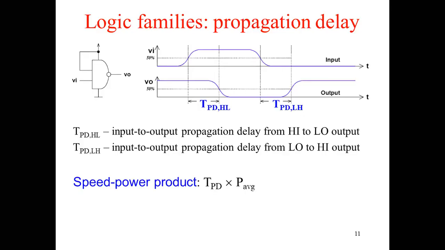Speed power product is the propagation delay multiplied by the average power consumed by the gate. This will decide the cost of your logic family.